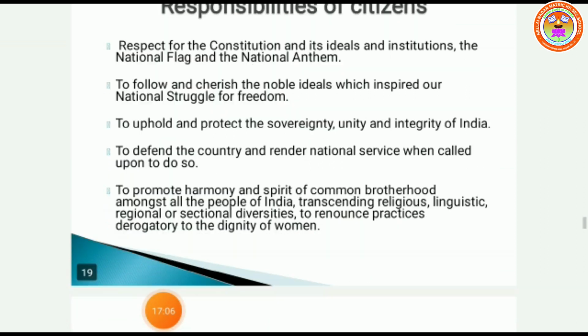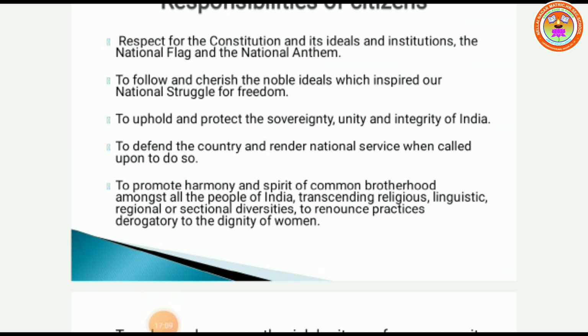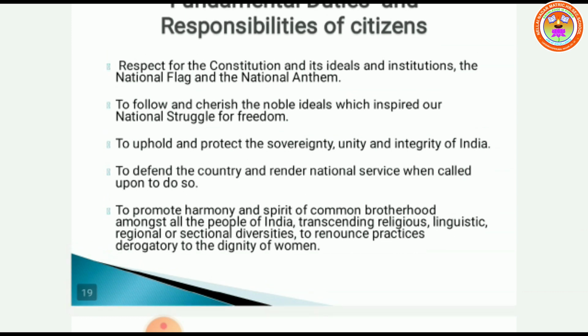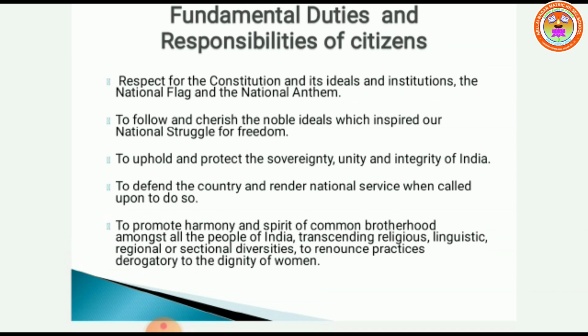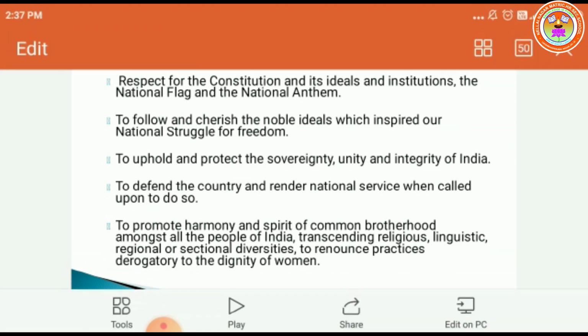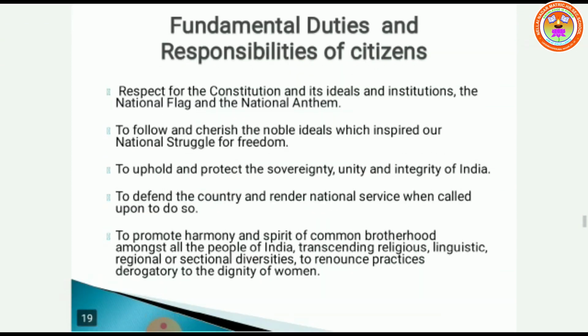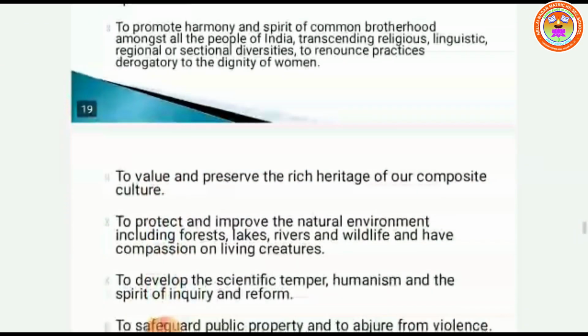To promote harmony and the spirit of common brotherhood amongst all the people of India, transcending religious, linguistic, regional and sectional diversities, and to renounce practices derogatory to the dignity of women. We have to respect each other. We have to respect every individual. We have to respect all religious people. We have to respect women. So these are the duties which we need to follow as citizens of India.